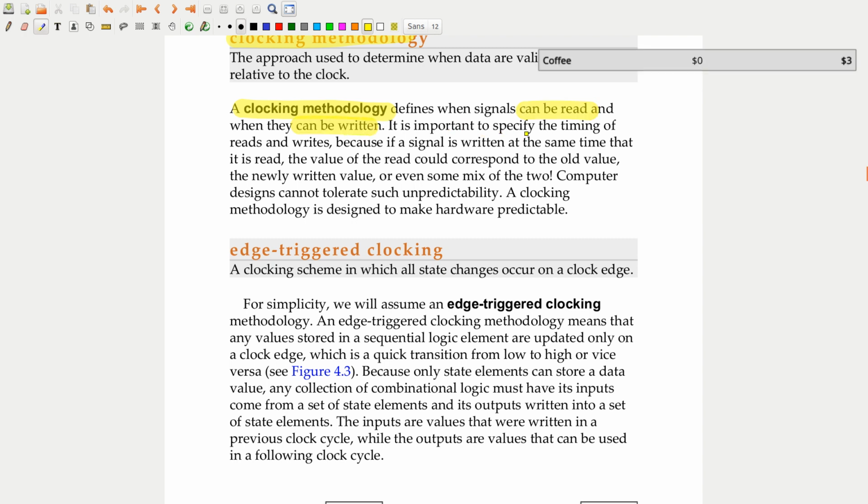It is important to specify the timing of reads and writes, because if a signal is written at the same time that it is read, the value of the read could correspond to the old value. So this is saying that if we do two things at the same time, there's no real guarantee of which will come first. And if you've ever had any experience with multi-threaded applications, this may ring some bells with you. Computer designs cannot tolerate such unpredictability. Clocking methodology is designed to make hardware predictable, so we want to be smart with our designs.